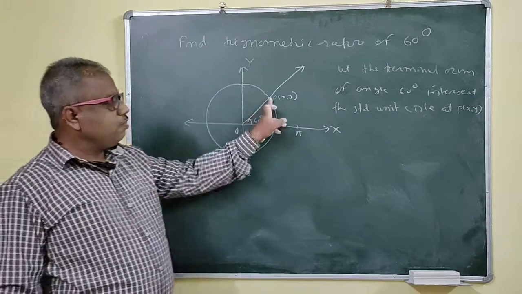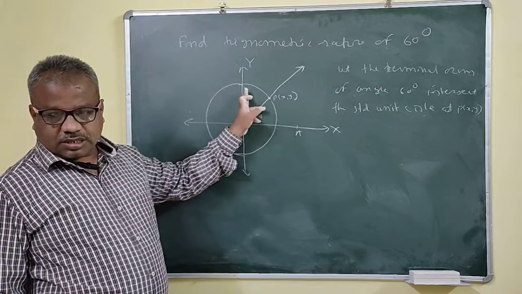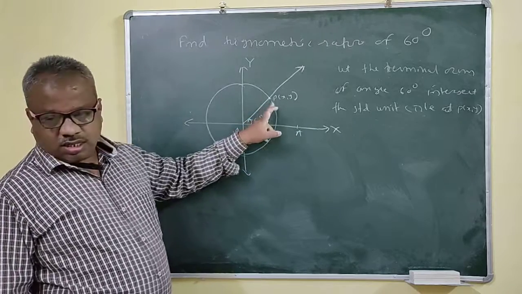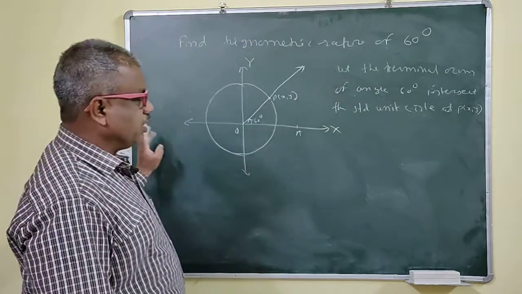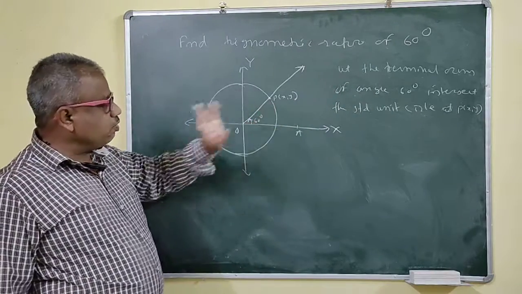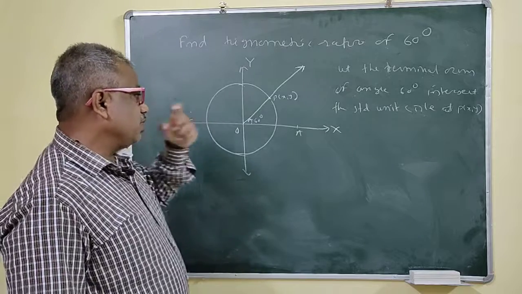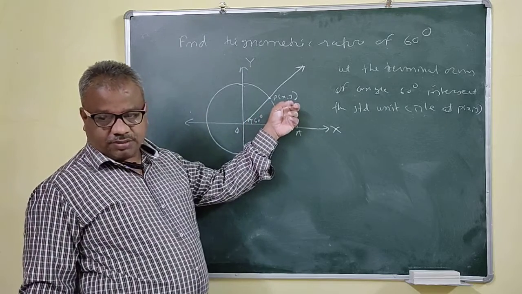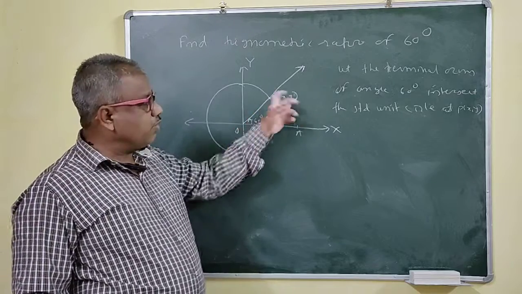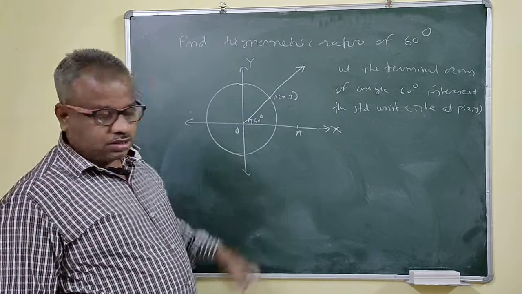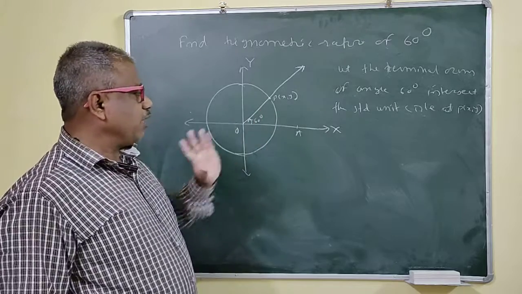That means P is the point of intersection of the terminal arm and the standard unit circle. That means the terminal arm of angle 60 degree intersects the standard unit circle at point P(x, y). We are interested to find the values of x and y, right? So we know that the value of x is nothing but cosine of 60 and the value of y is nothing but sine of 60, right? So we'll find the values of x and y.